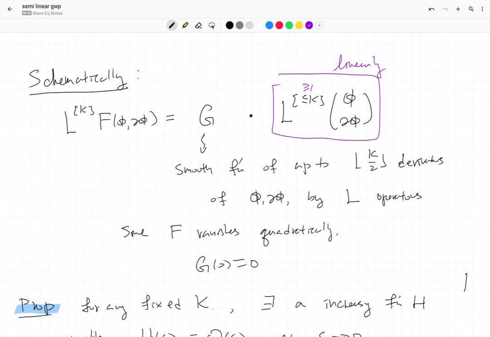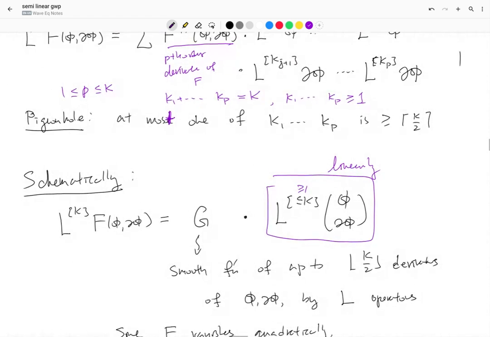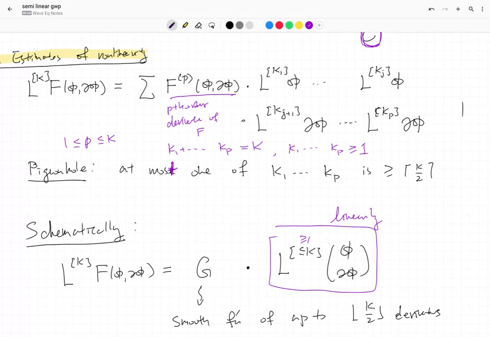So basically what I'm trying to say is this. When you look at the expression I was just showing before, at most one of them can be bigger than k over 2. So if we take k1 all the way to kp, and just extract the largest of them, all the smaller ones cannot be bigger than k over 2. So it's at most the floor of k over 2, the rounding down of k over 2. So we're going to group all those terms together into g.